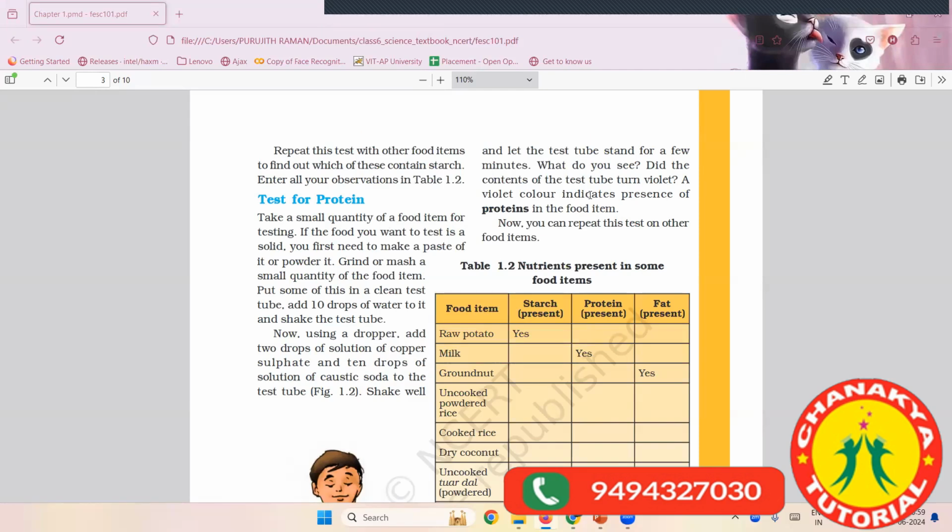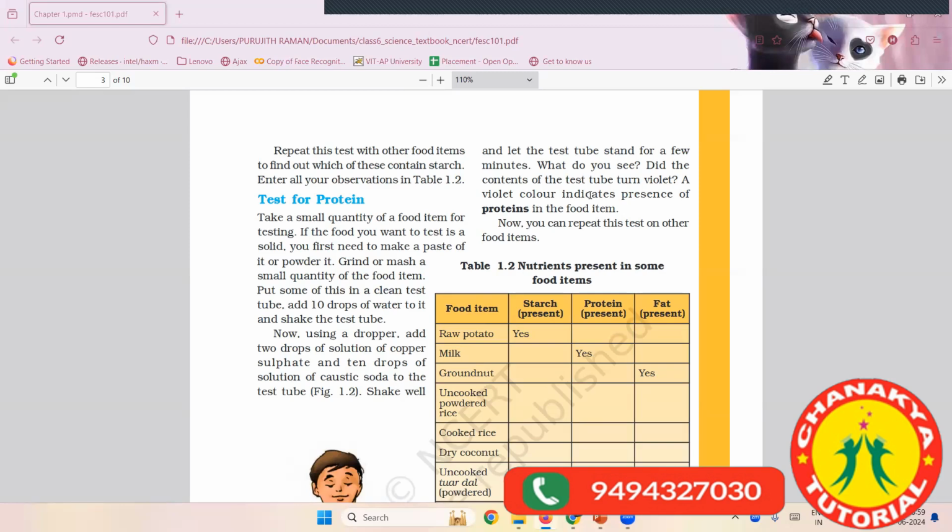So the question is, I have an unknown food item. I am adding 2 drops of copper sulfate and 10 drops of caustic soda, but still there is no color change. So what can I tell in that case? Ma'am, first we should add 10 drops of water, right? No, we are adding 10 drops of water. That means the item doesn't contain protein.